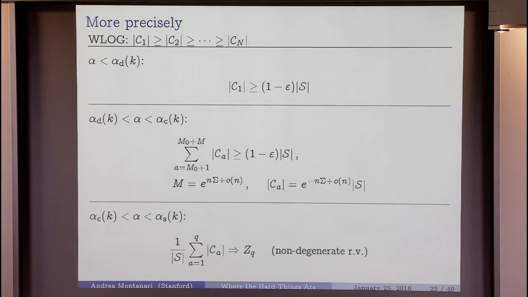Andrea, in the second case, what's the quantification? Like, what is?